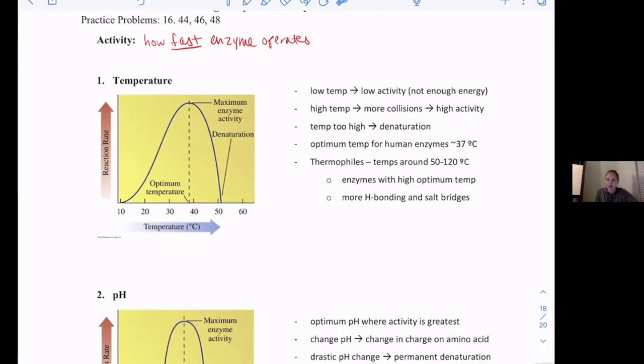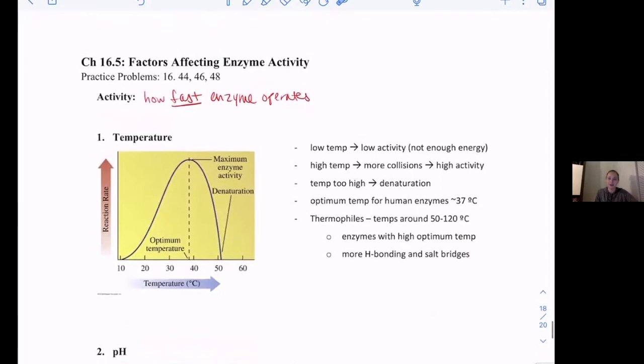However, thermophiles, so these are animals that typically have body temperatures around 50 to 120 degrees Celsius, like living in hot environments. They have enzymes that are special to have optimum temperatures at higher temperatures. They typically will have more hydrogen bonding and salt bridges associated with those enzymes to keep their structure at those higher temperatures. So first off, temperature affects how fast an enzyme operates.